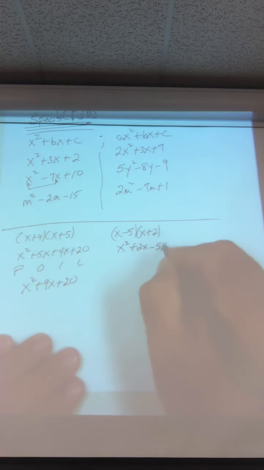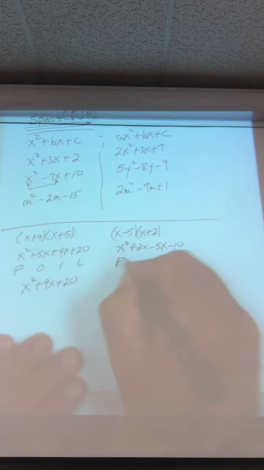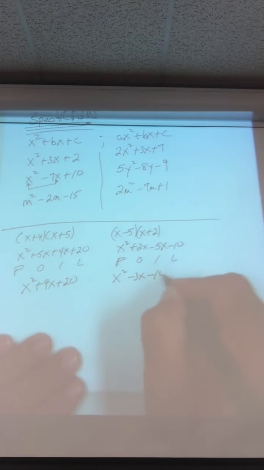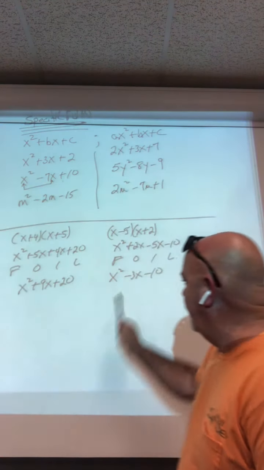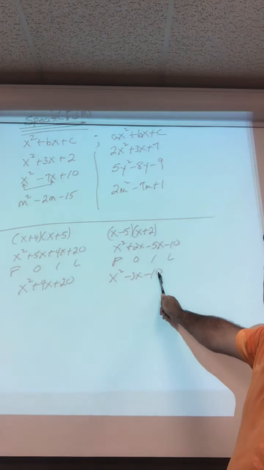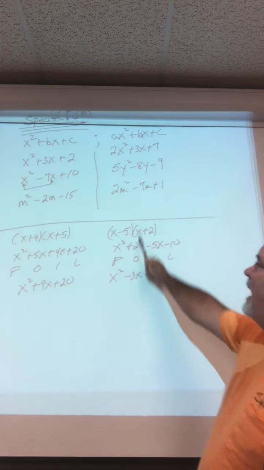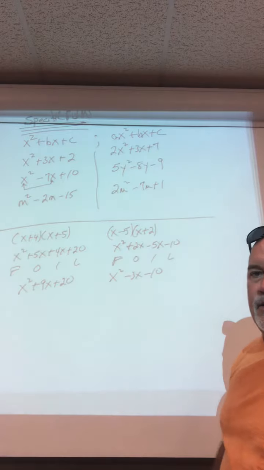This is using the FOIL method. I'm not talking a whole lot there because we talked about that in great length. So in just a few minutes, I'm going to give you this problem, and we're going to go backwards and try to get this right here.